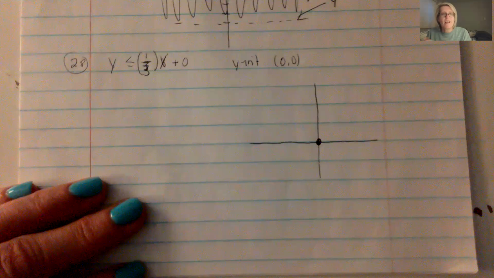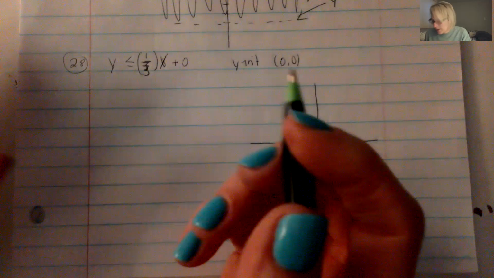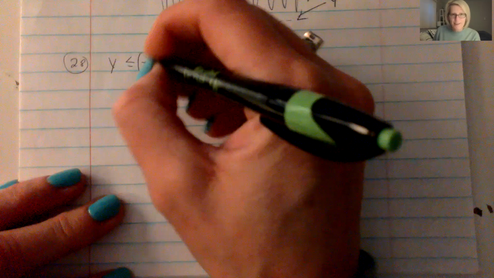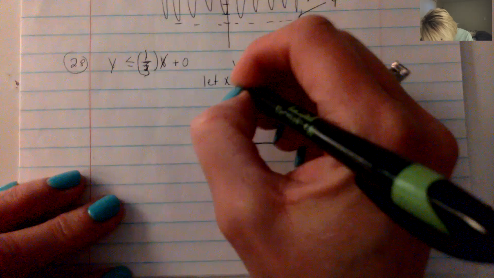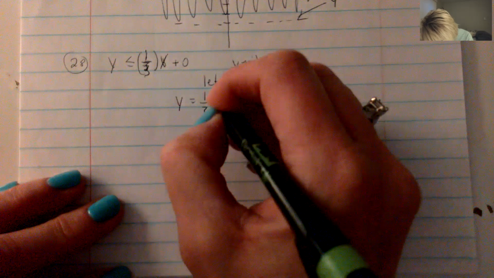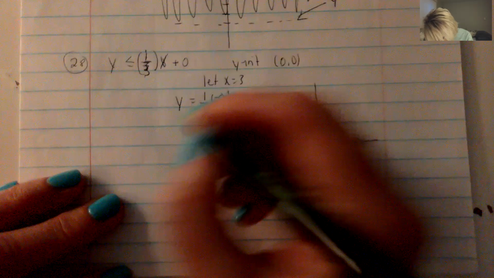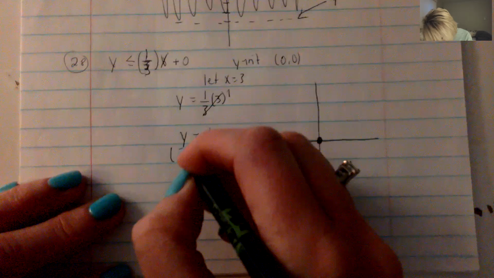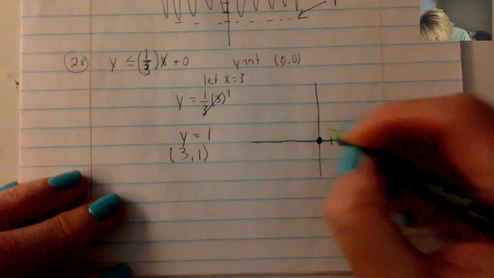And then I'm going to be a little strategic on the point I'm putting in. I'm going to put in any multiple of 3 so that when I multiply by 1/3, it gives me an integer. So I'm going to let x equal 3. So y equals 1/3 times 3. When I do that, that cancels to make 1. So y equals 1. So now I have my second point at 3, 1. So 1, 2, 3, 1. So 3, 1.